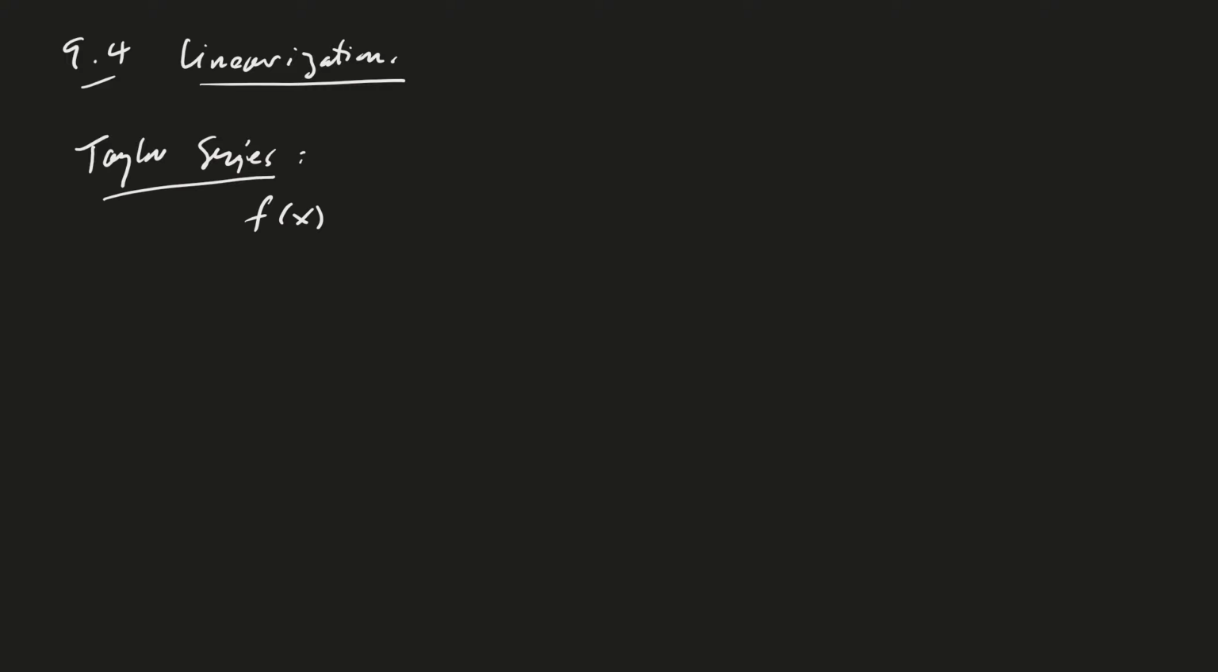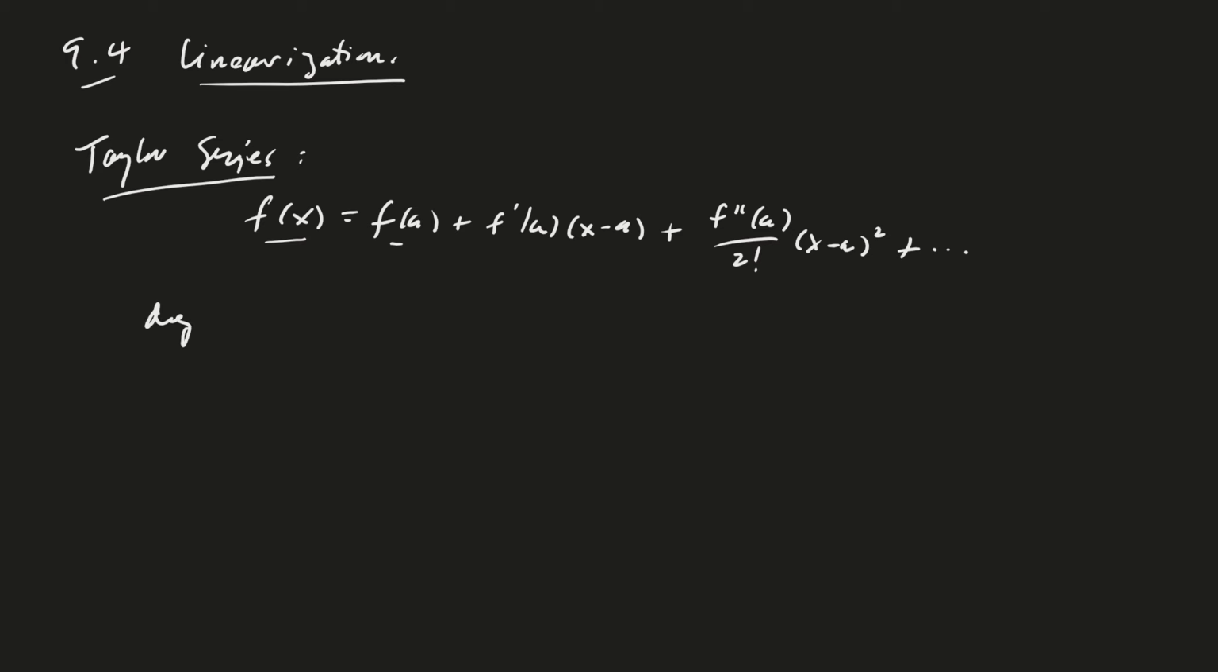So f of x at a point a is represented by f of a plus f prime of a times x minus a plus f double prime of a over 2 factorial times x minus a squared plus dot dot dot. And so you could approximate f of x. You could say a degree 0 approximation to f of x would be f of x is approximately equal to f of a. Next to a, that's a pretty good approximation. You could use a degree 1 approximation.